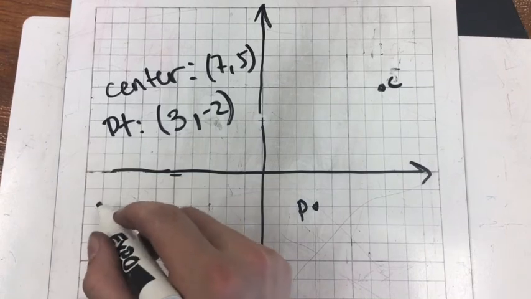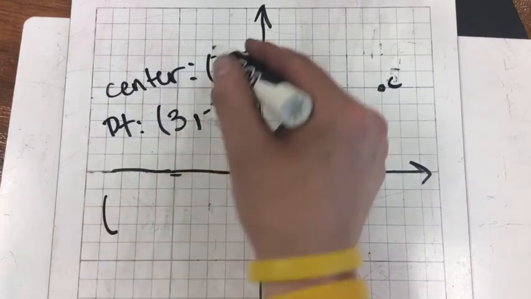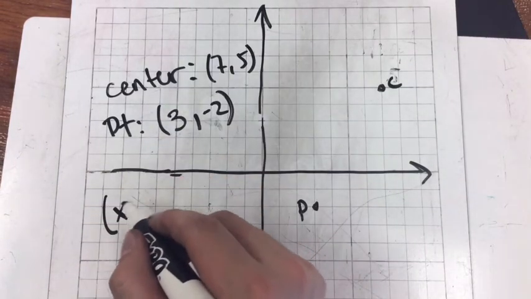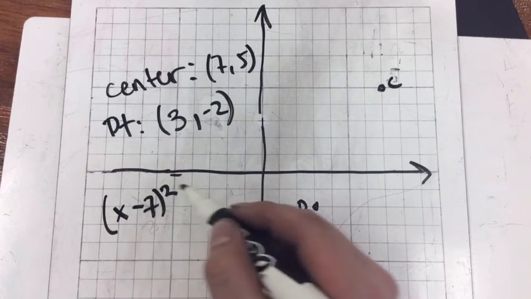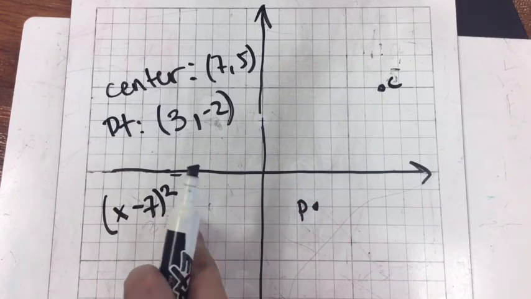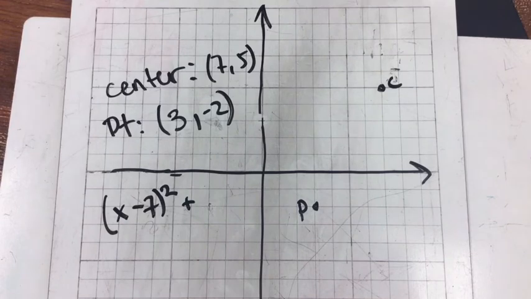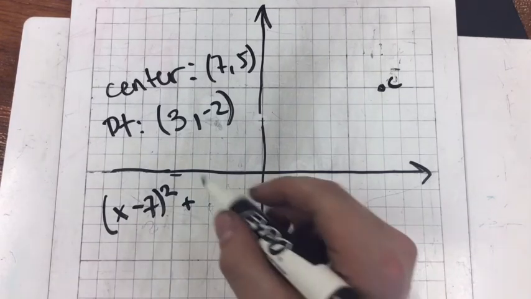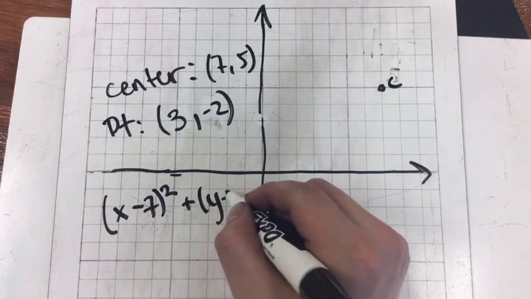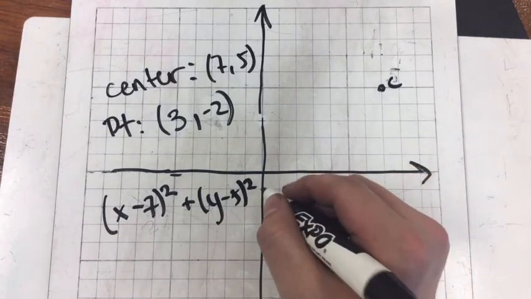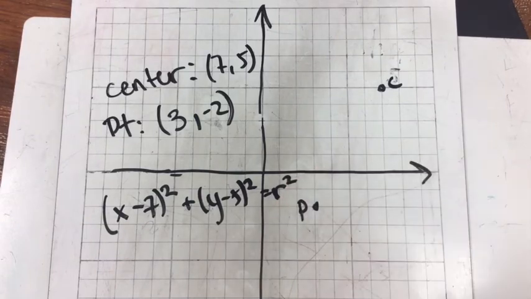All we're going to do is say, I need the opposite of 7. So I'm going to say (x - 7) squared plus. And this plus is really important. If this isn't a plus in the middle, it's not a circle. It has to be plus. And then the next thing is going to be (y - 5) squared, and this equals r squared.